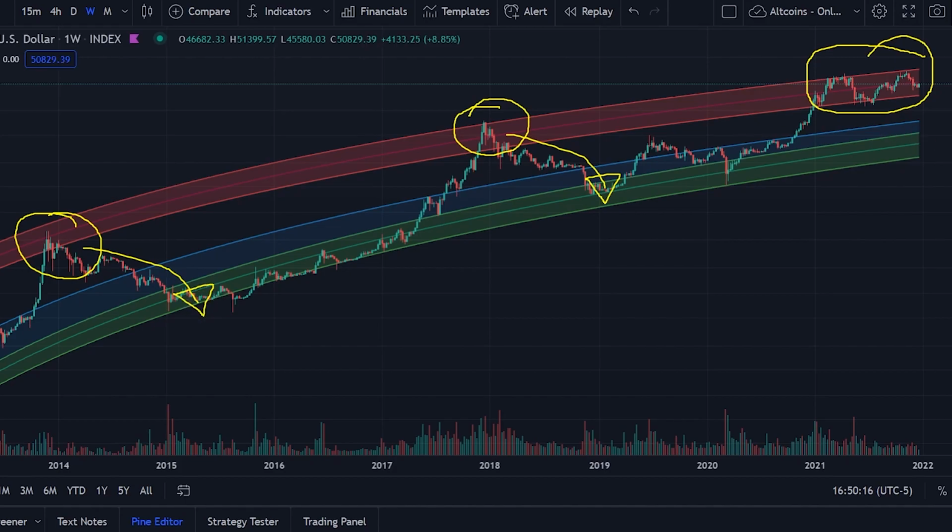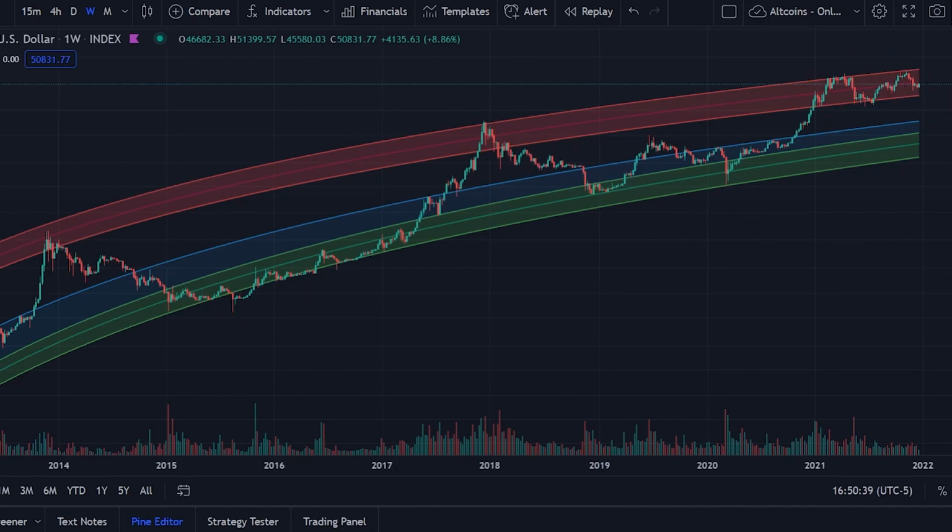But it looks like in our current situation, we are having a different type of formation. It looks like we are forming a double top pattern. And these double top patterns are usually bearish. This is not yet confirmed. This will be confirmed if Bitcoin breaks below $30,000. And I hope Bitcoin does not break below $30,000. I hope Bitcoin pushes higher from here.